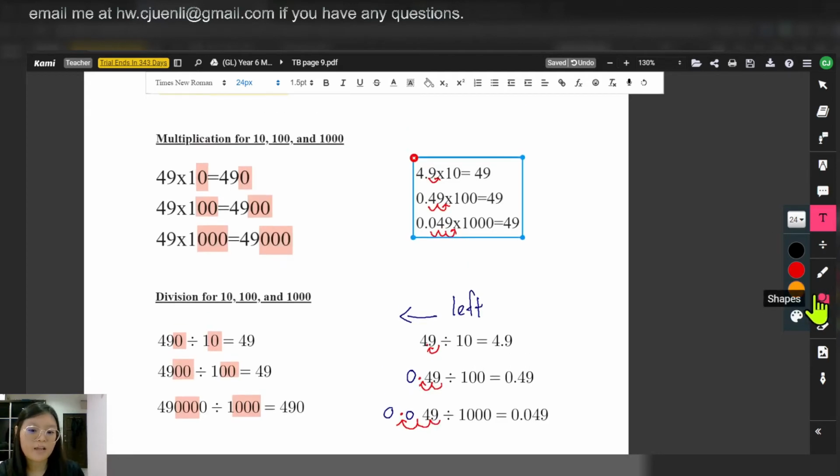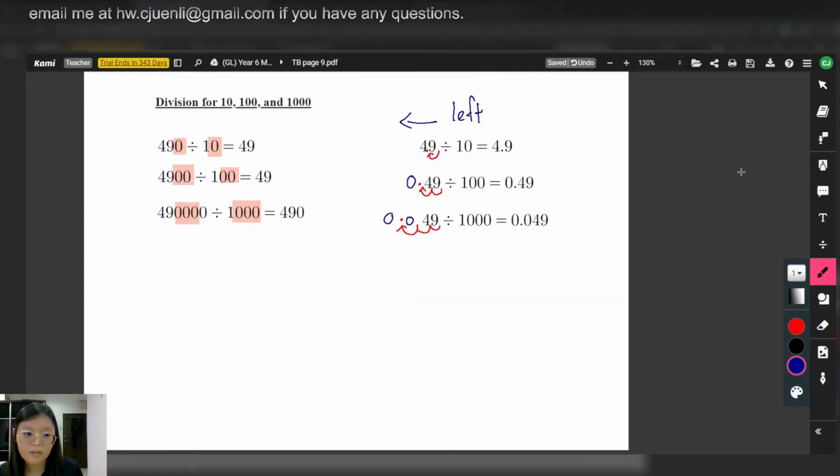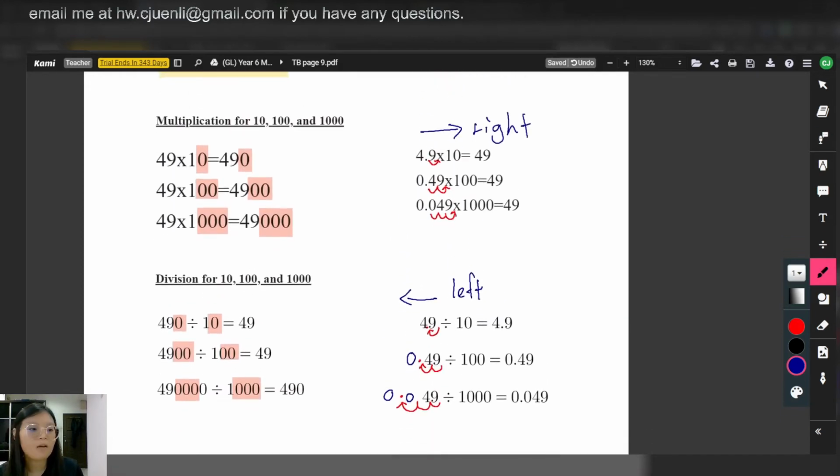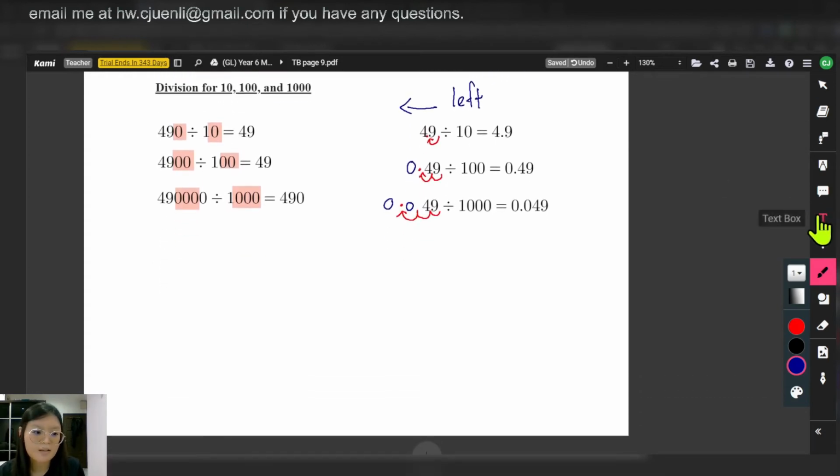So over here, if you notice, for division we go to the left, and for the other side we go to the right. Okay, so right now let's look at rounding numbers.